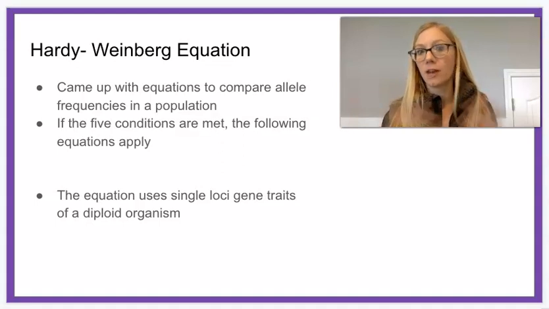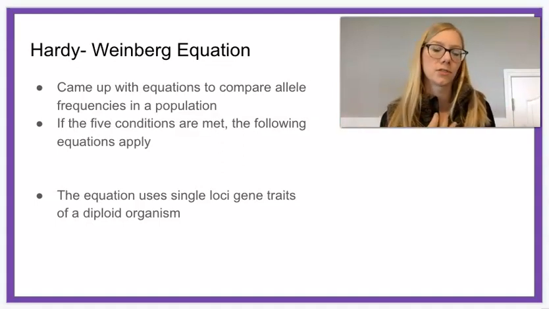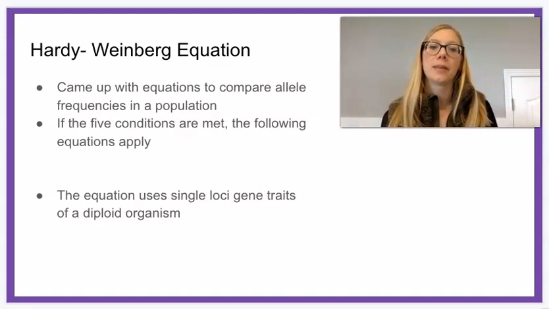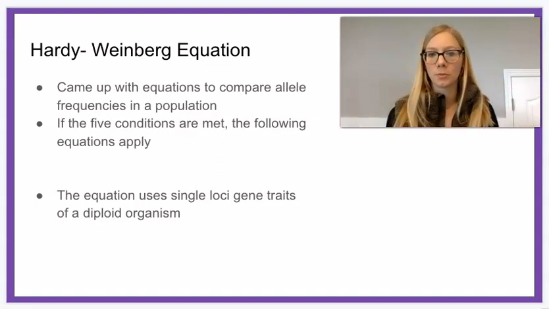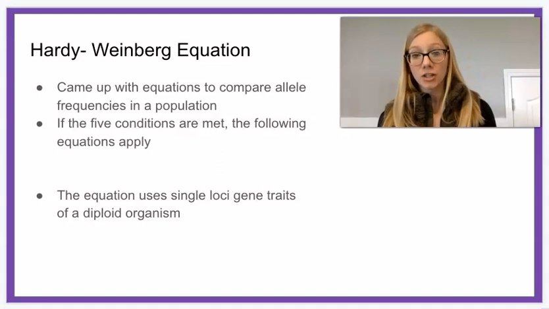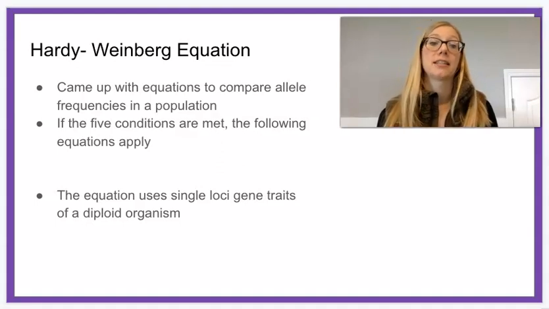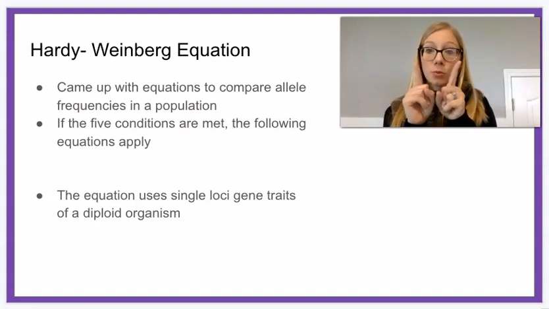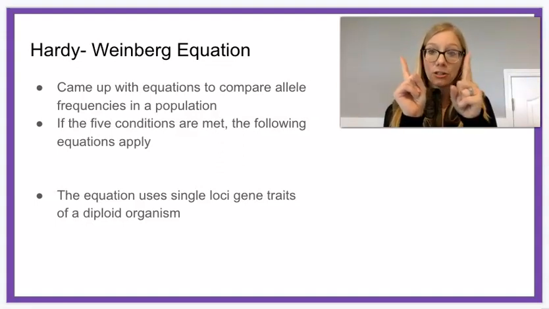How present are they? How much of them are recessive alleles versus dominant alleles? If those 5 conditions we just talked about are met, then the following equations would apply. And the equation uses single loci gene traits of a diploid organism. So diploid organism, we have 2 copies of each chromosome. There's a gene at each loci.